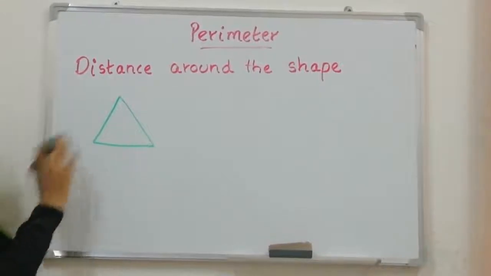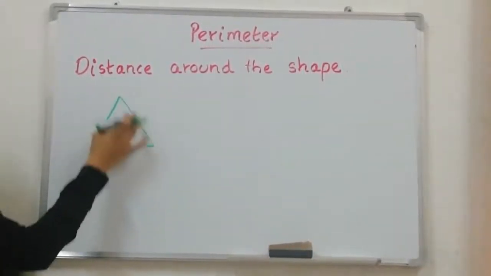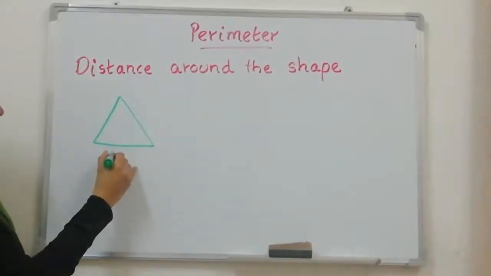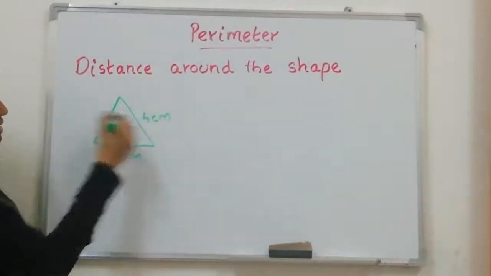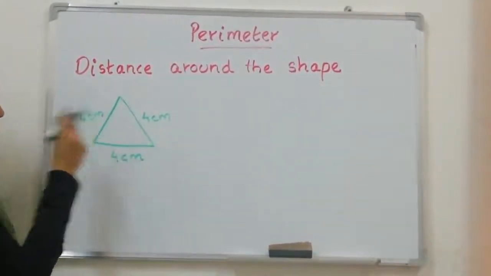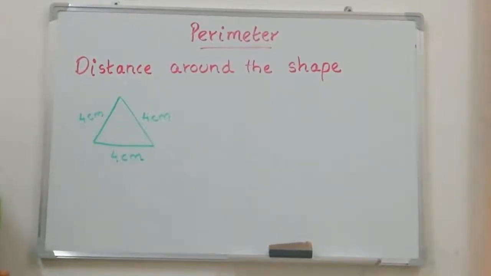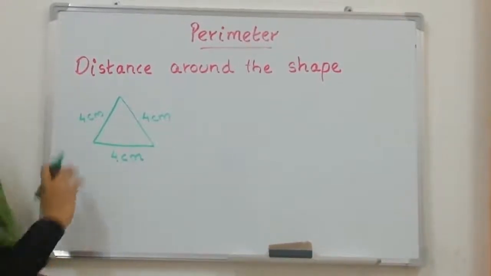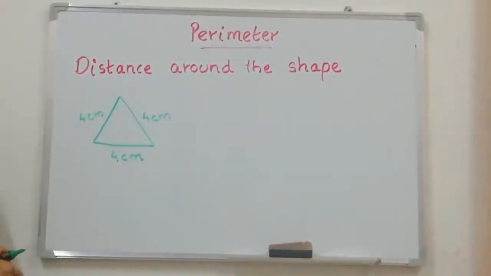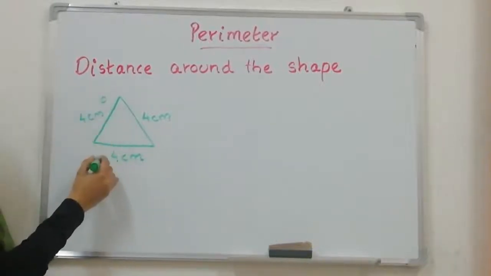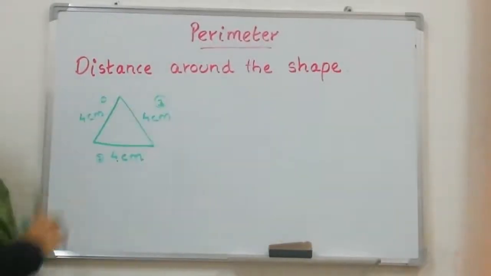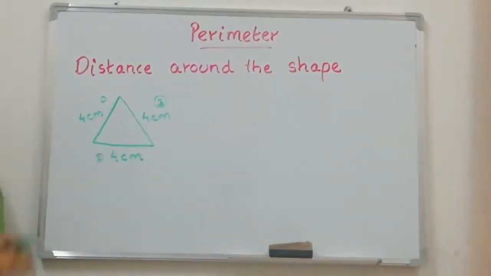For that, we have to know the length of each side. For example, if I have a triangle with 4 centimeter on each side. So how do I find the perimeter of this triangle? To find the perimeter of the triangle, you are just adding all the sides of the shape. So how many sides do you have? In a triangle you will have 3 sides: 1, 2 and 3. So just add all the sides to get the perimeter of the given shape.